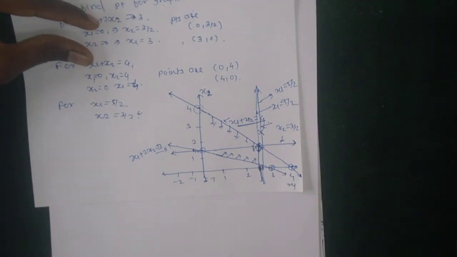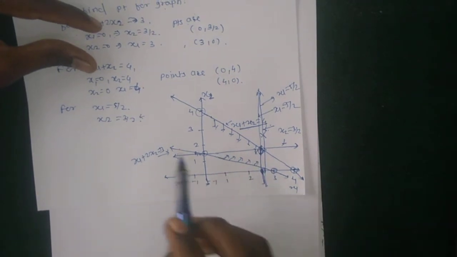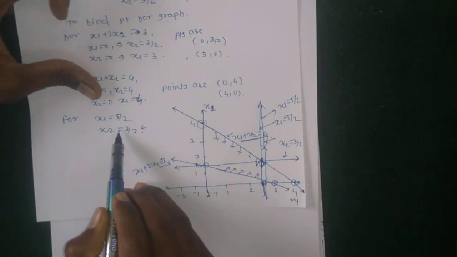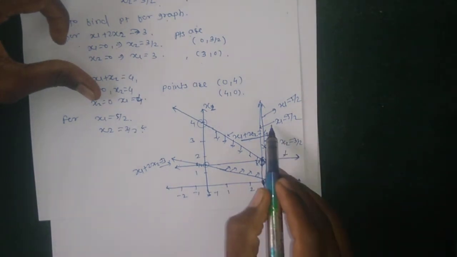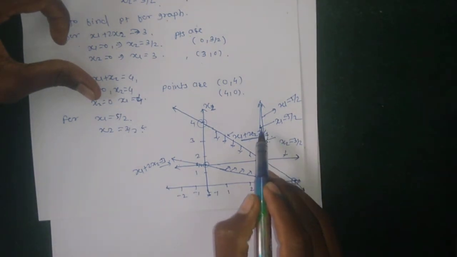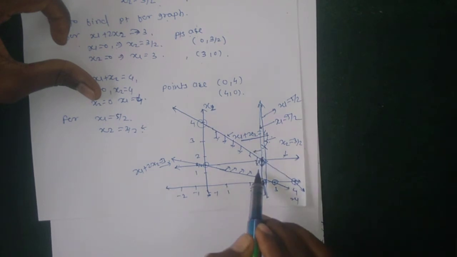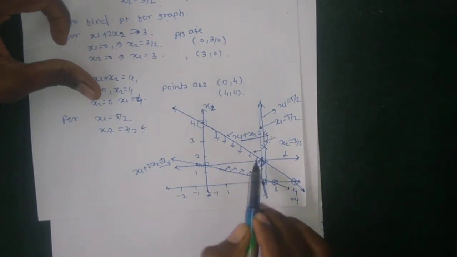Then next is x1 is equal to 5 by 2. This line is x1 is equal to 5 by 2, meaning less equal 5 by 2, in this way.